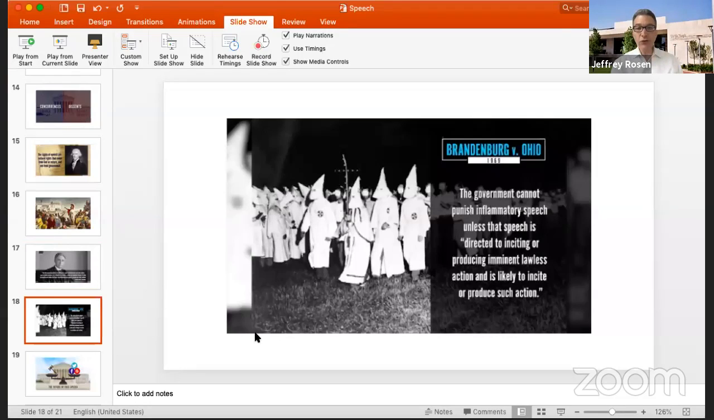Well, hate speech is not a legal term. It's not a constitutional term. Hate speech could be any speech that people find hateful. And the Supreme Court confronted this question in the 1960s in a case called the Brandenburg case, Brandenburg versus Ohio. And it's an extremely dramatic, jarring, and maybe even shocking case because it involved the Ku Klux Klan.